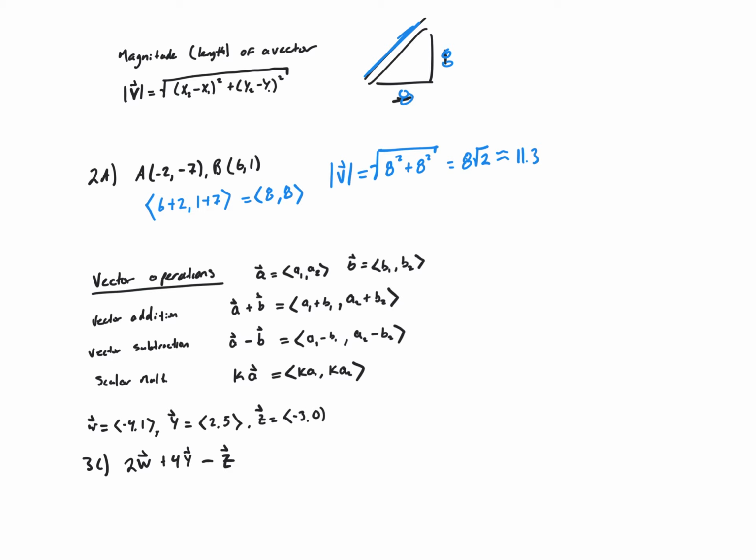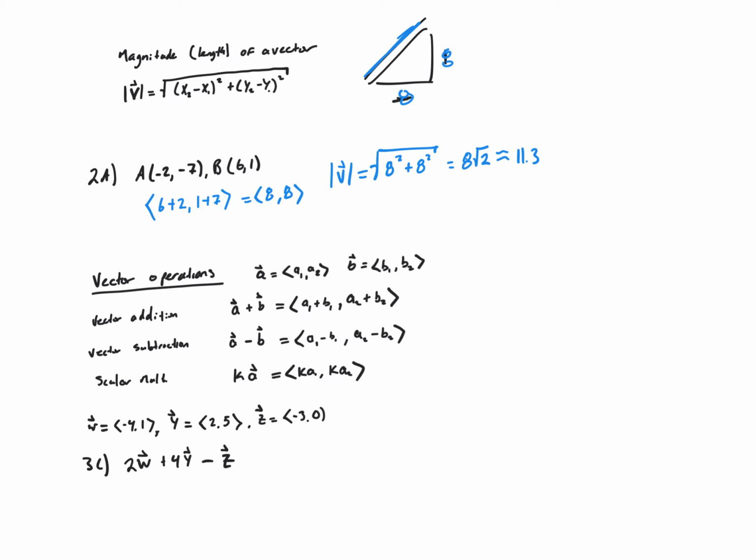Which brings us to our next thing, which is vector operations. So whenever they're already in component form like this, vector operations are pretty simple. So if we're talking about the addition, you just add the horizontal movement and then add the vertical movement to find the new one. Subtracting vectors, kind of same idea. You subtract the horizontal and then you subtract the vertical. And then if you're doing a scalar multiple, you just multiply that by the horizontal and multiply it by the vertical.